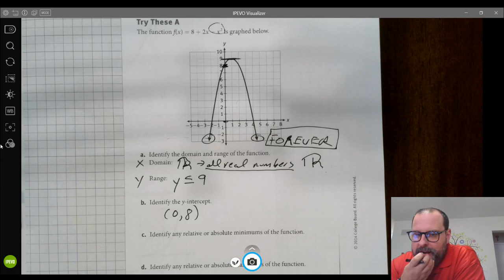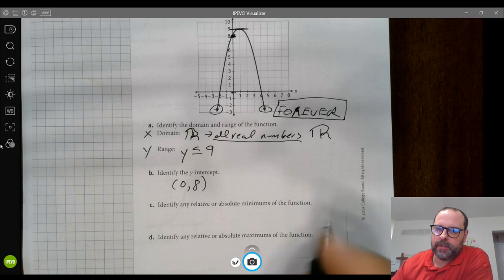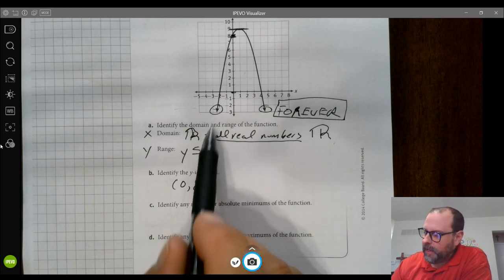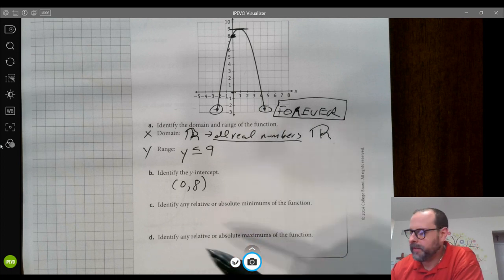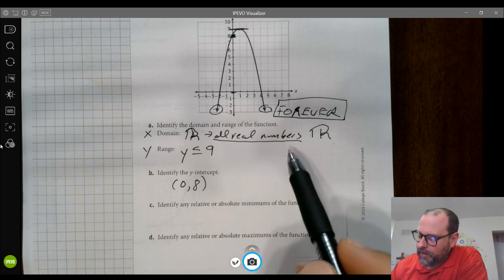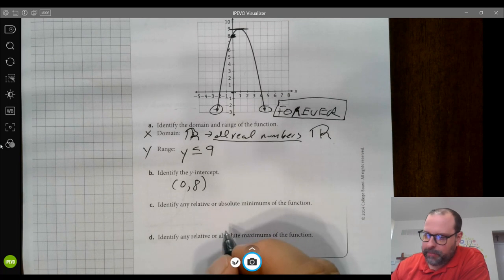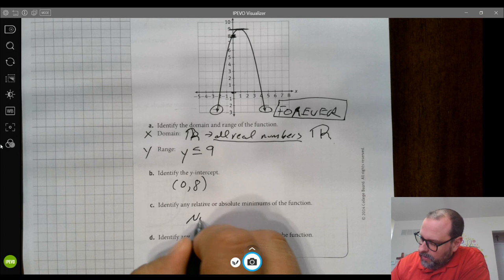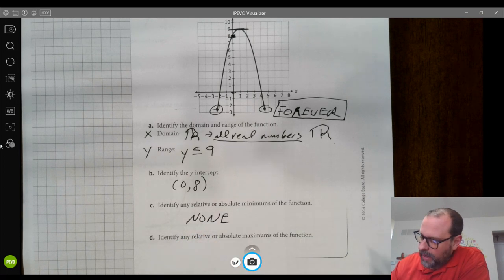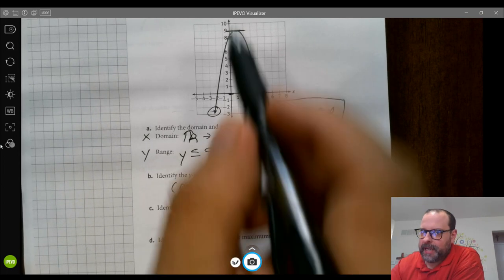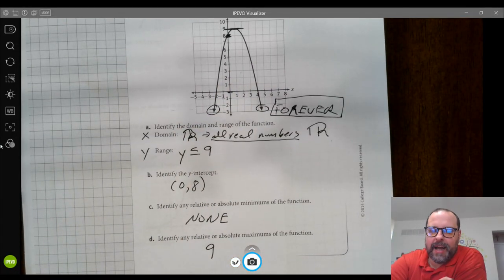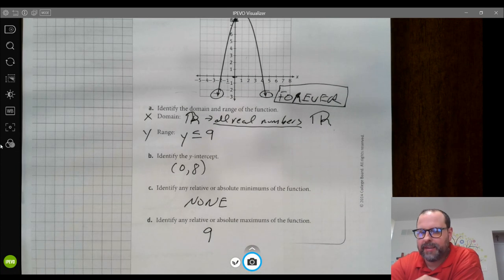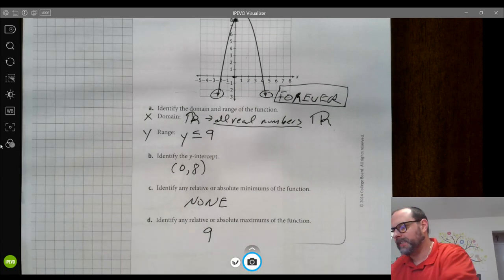Okay, relative or absolute minimums. Let's just look. Does it have a spot that is a low point? No. Why not? It goes down forever. You're going to be sick of me saying it by the end of that, but that's okay. It goes down forever, so there is no absolute minimum of this function. I could just put none. Now, is there an absolute maximum? Yes. It has a high point that is 9. That's the highest this graph goes. It does not go any higher. It goes to 9, and that is it.